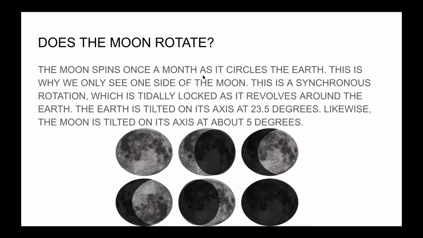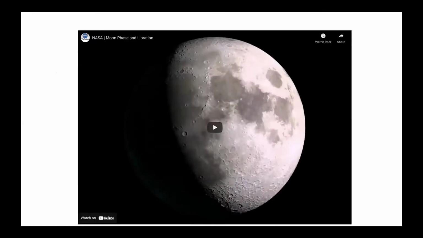Now, the 6 images you see at the bottom of this slide are different phases of the moon. If you see the phase where the dark portion is on the left-hand side, that is a waxing phase. And if you see it where the dark portion is on the right-hand side, that's a waning phase. Waxing means growing larger, and waning means growing smaller.